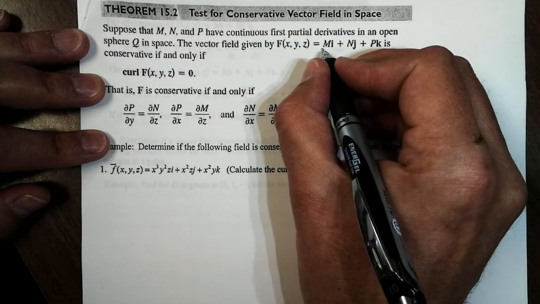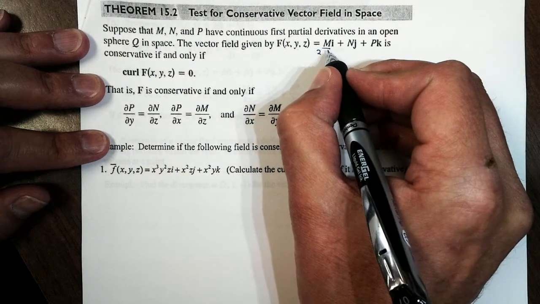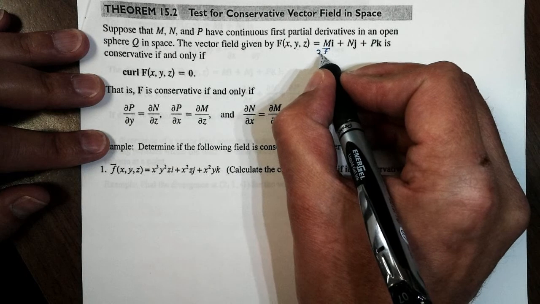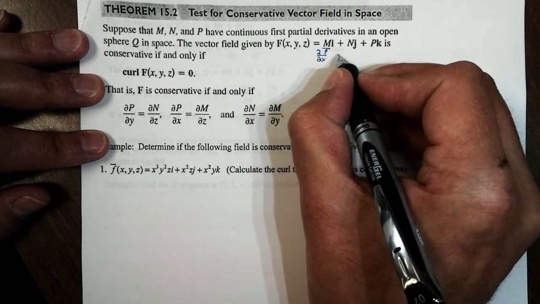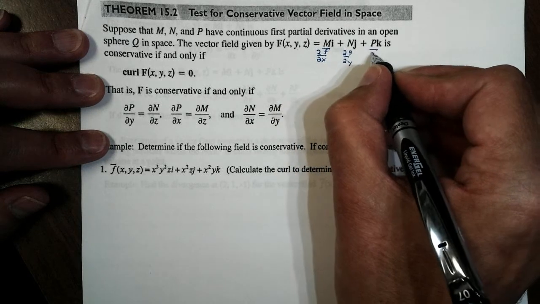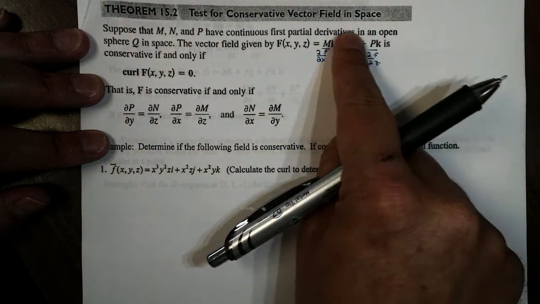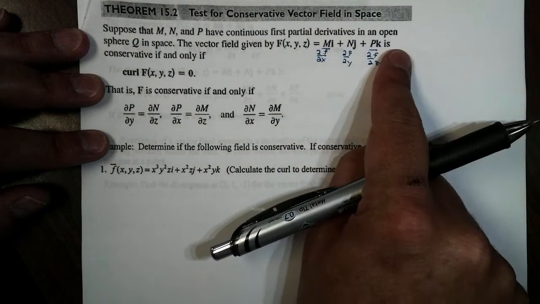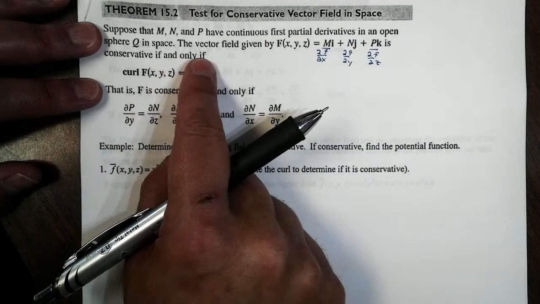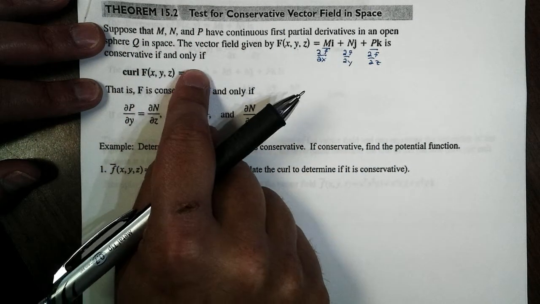So remember this right here, if this is my vector space, this is the partial of the function with respect to x. This is the partial of our function with respect to y, and of course this is the partial of our function with respect to z. So these are my partials right here. This is considered conservative if and only if the curl of our function is 0.